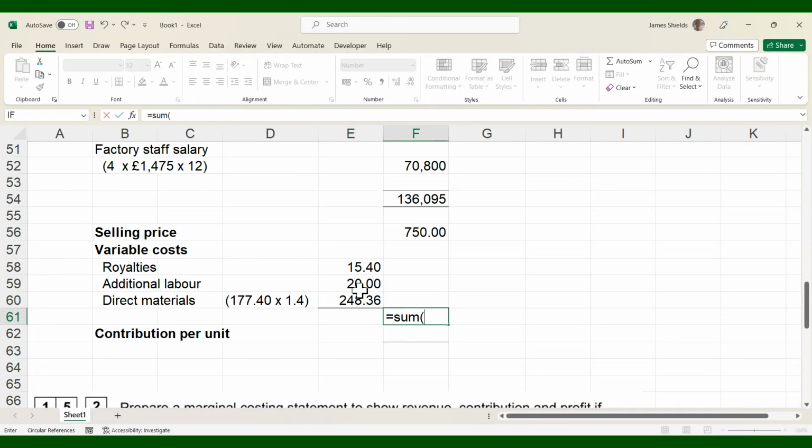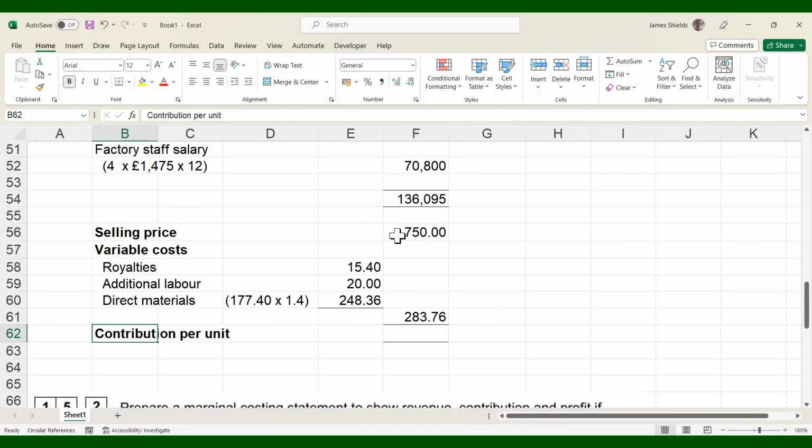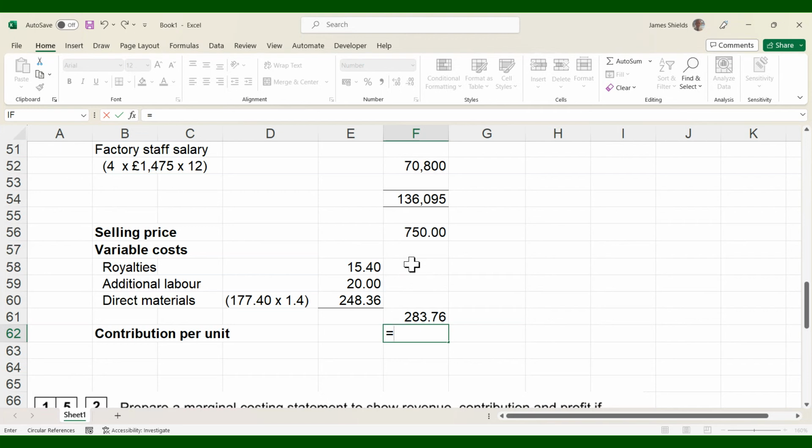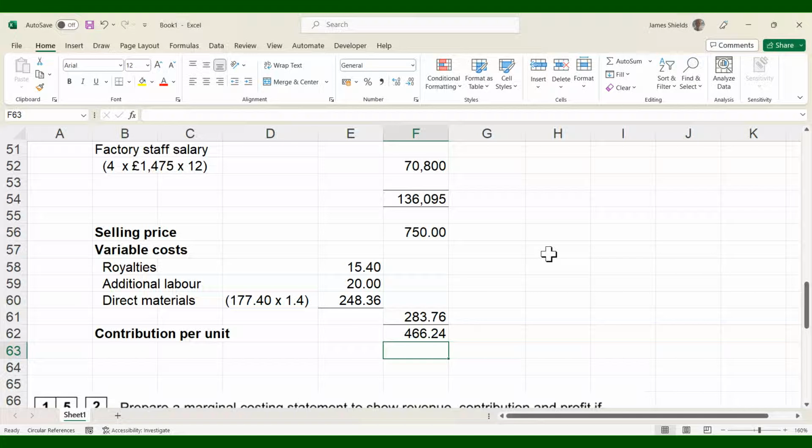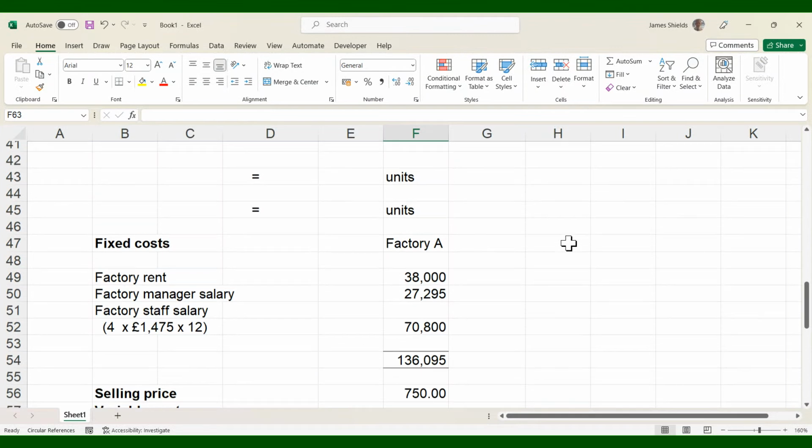So I now need a total variable cost now. So I'm going to add together the royalties of £15.40, additional labour of £20, and direct materials of £248.36. That will give me £283.76. So for contribution, it's the selling price take away variable costs. So that's going to be £750 take away £283.76. That's going to give us £466.24.